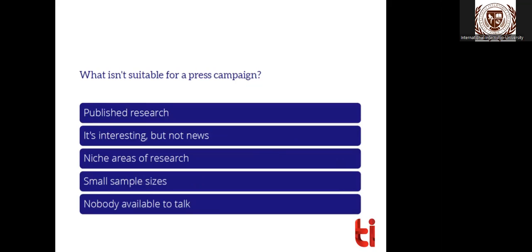What is not suitable for a press campaign? If it's a published research, if it is already being published, if it's not in the ideal stage, if it's not in the innovation stage, you have already published that particular article, it is no longer required to go for the press campaign of it. It is interesting, but it is not news. It's not a happening news. Don't go for the campaign. Don't go for the press campaign.